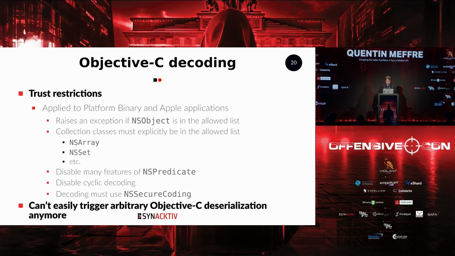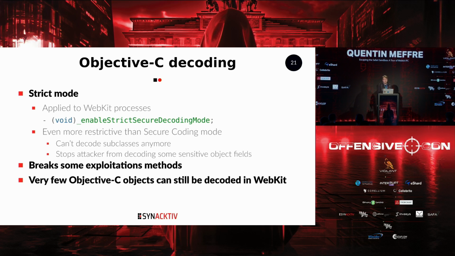Here we are. So, well, this restriction kills lots of exploitation methods related to the Objective-C decoding. And of course, it was not enough for Apple developers, so they added another protection on top of the previous one, which is named the strict mode. It is applied to each WebKit process. It can be enabled using the enable strict secure decoding mode.